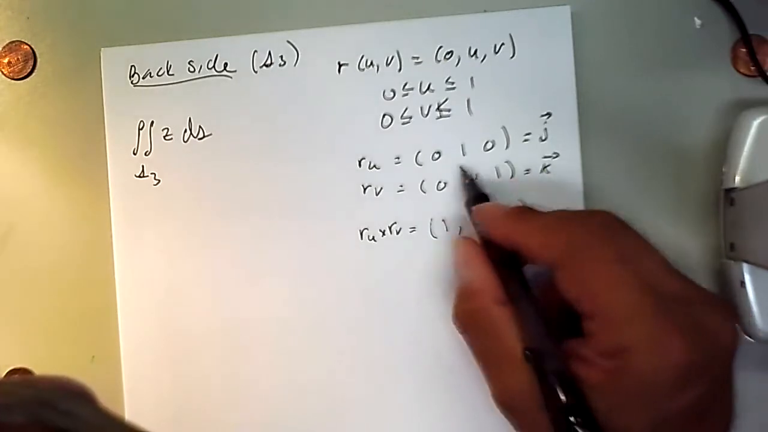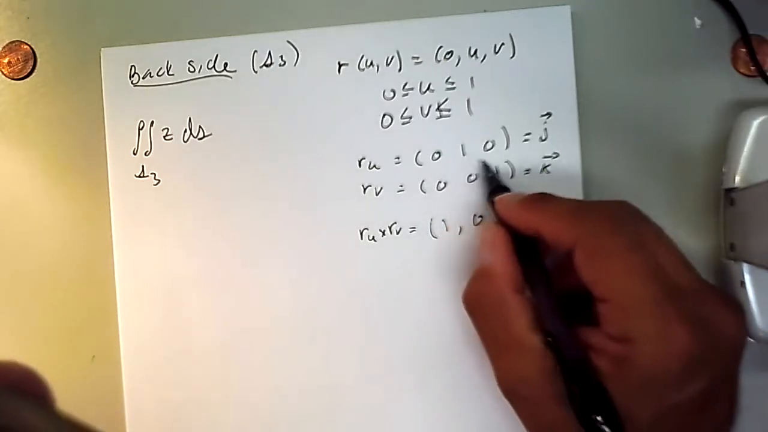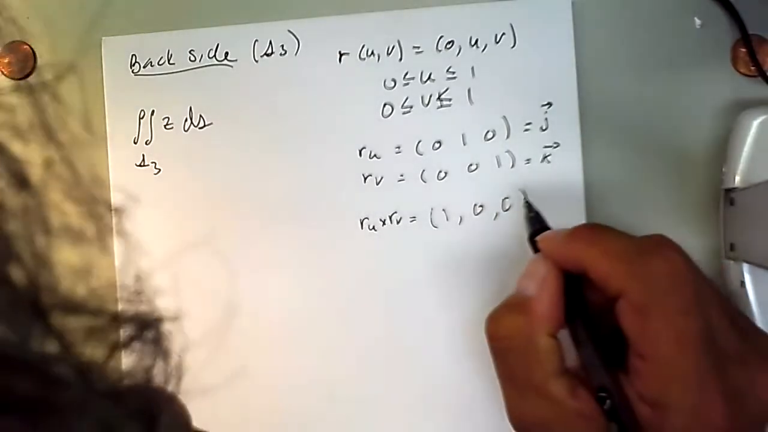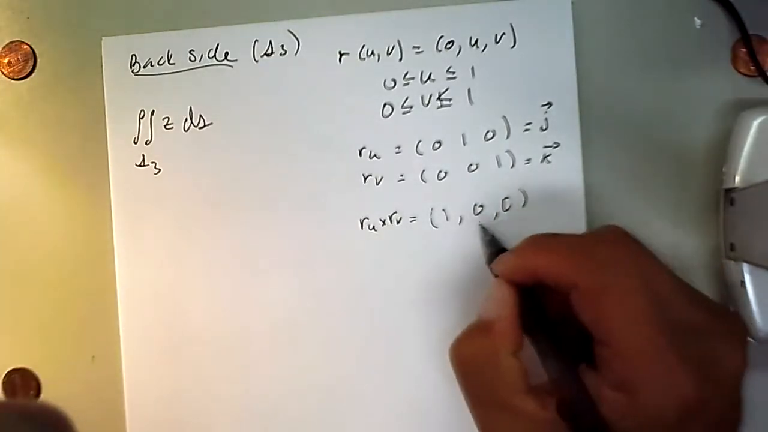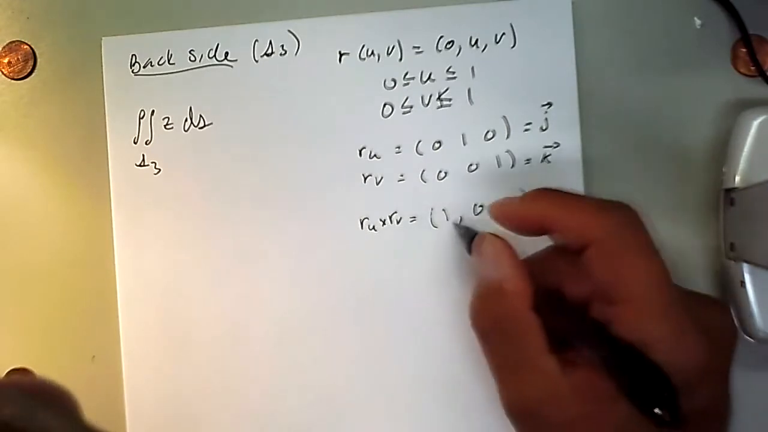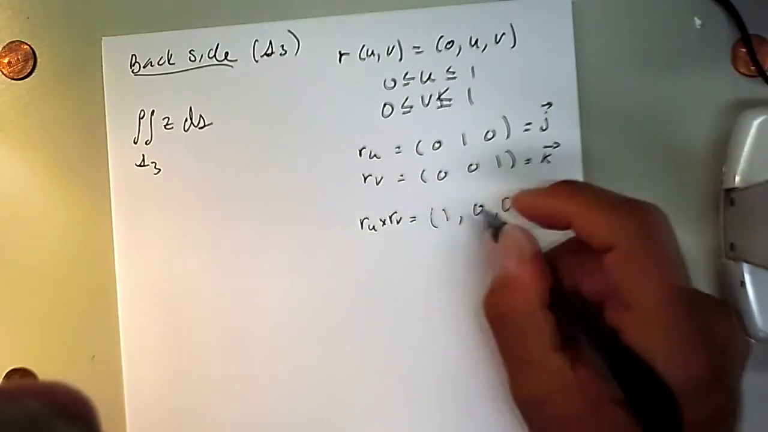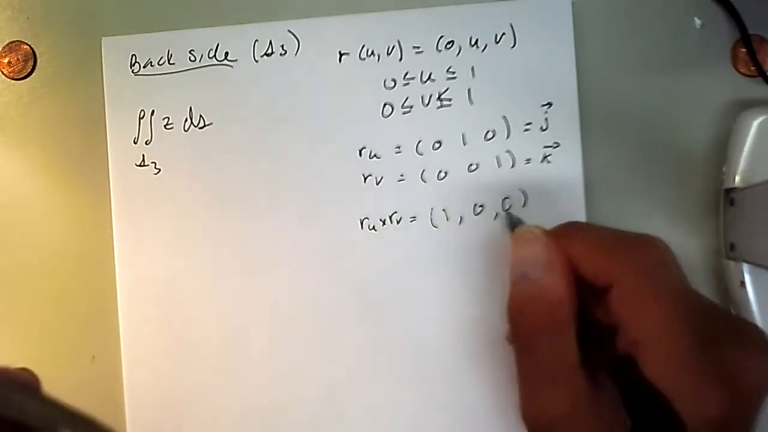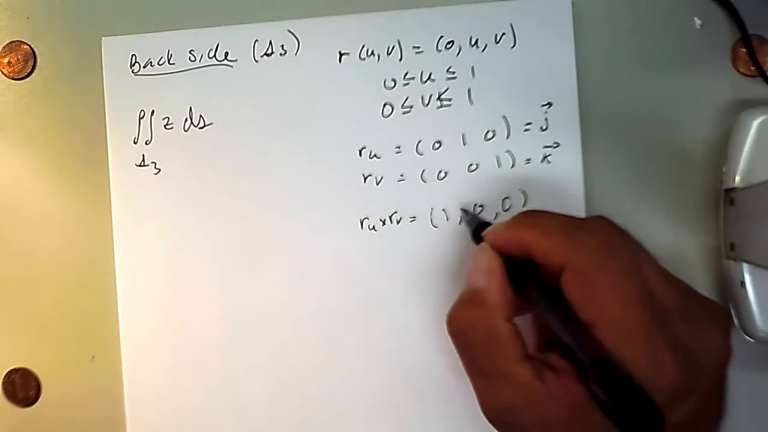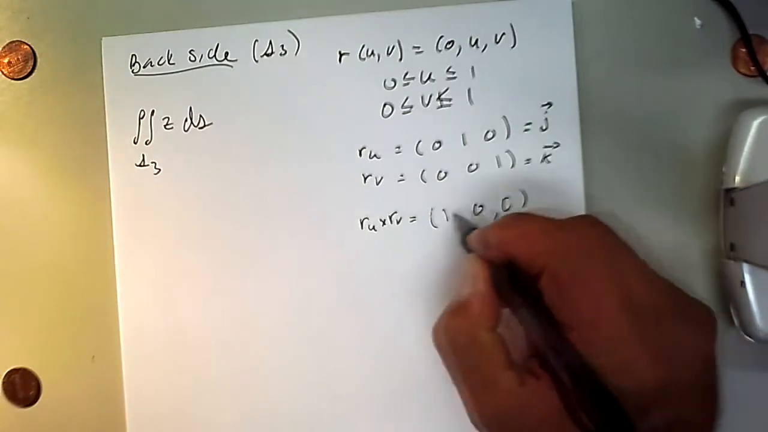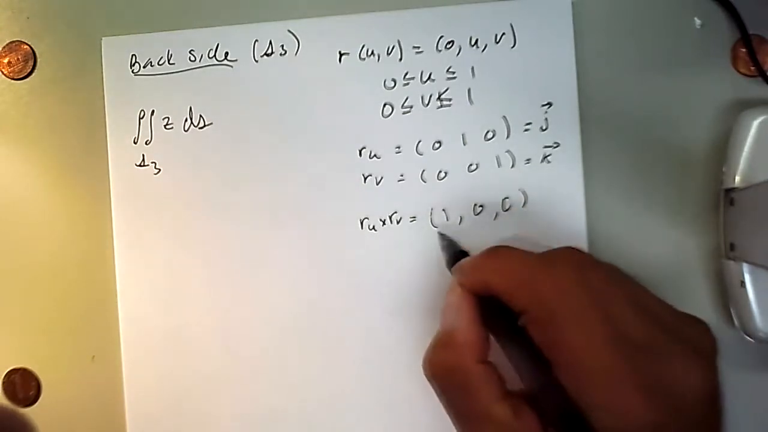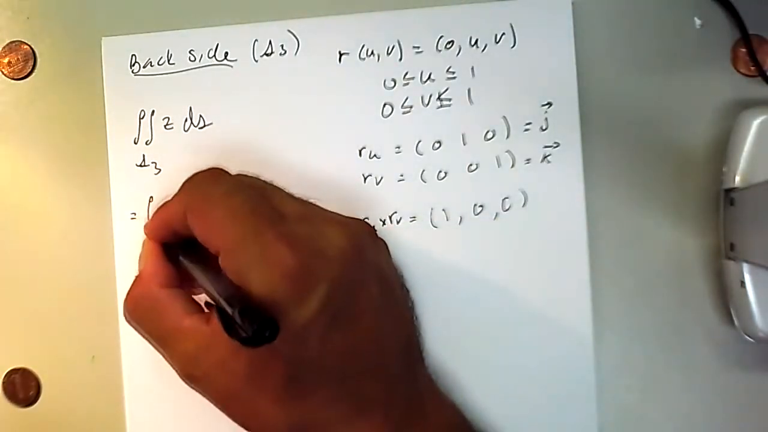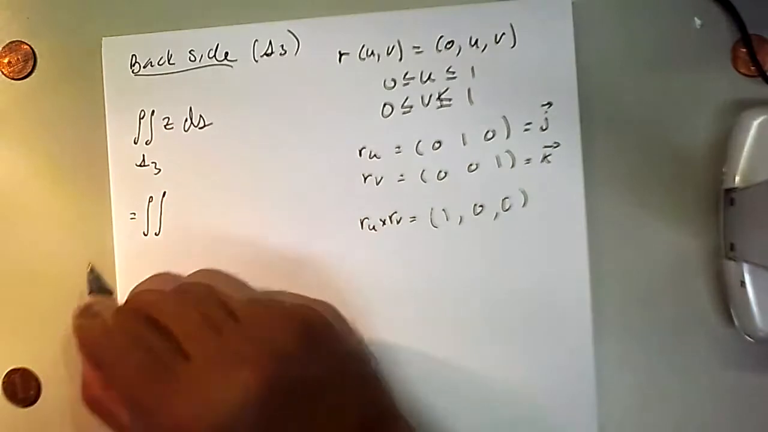All right. If it's clear enough, sometimes I omit the commas. Only if it's clear enough. But then we want the magnitude of that. And of course, the magnitude of a three-dimensional vector where two coordinates are 0 is just the absolute value of the coordinate that is not 0. Boy, that was a mouthful. Anyway, it's clear that the magnitude of this is 1. So this is equal to the double integral of Z.